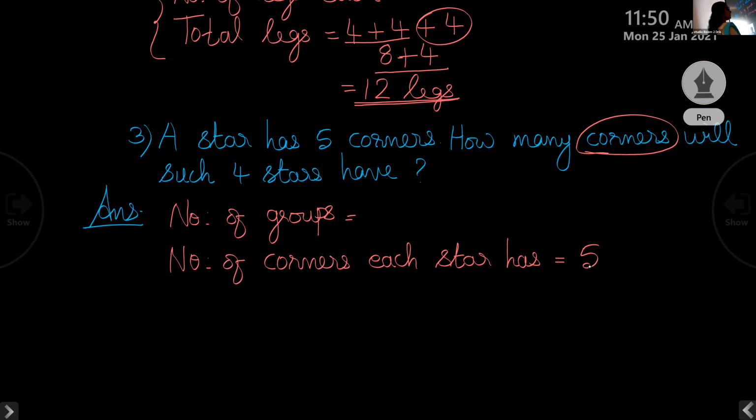Lakshmika. Yes, ma'am. So the first one, number of groups is equal to 5. Check whether the groups are 5. 4. 5 is already used. So number of stars is the number of groups. 4.